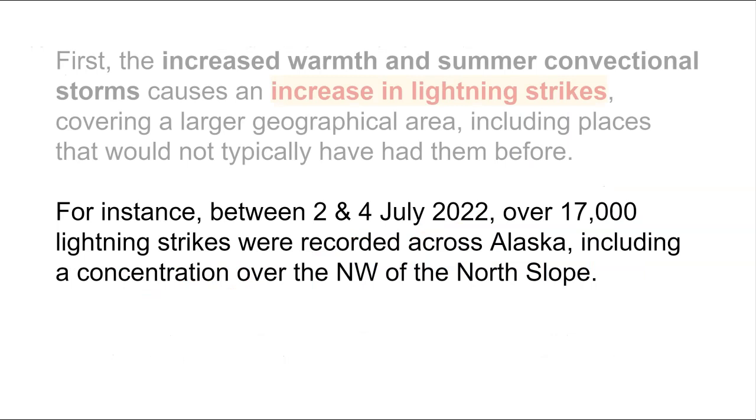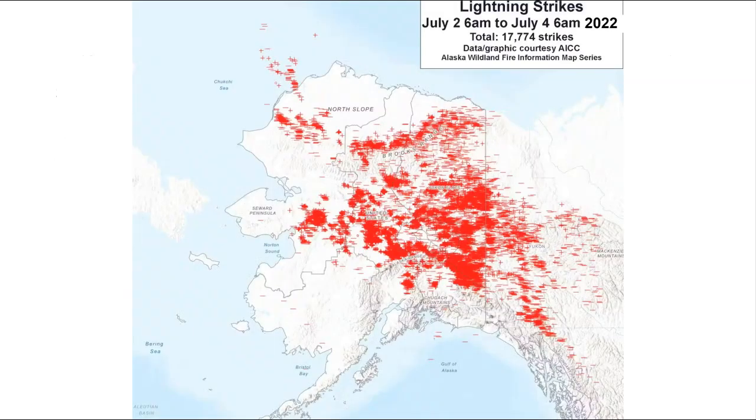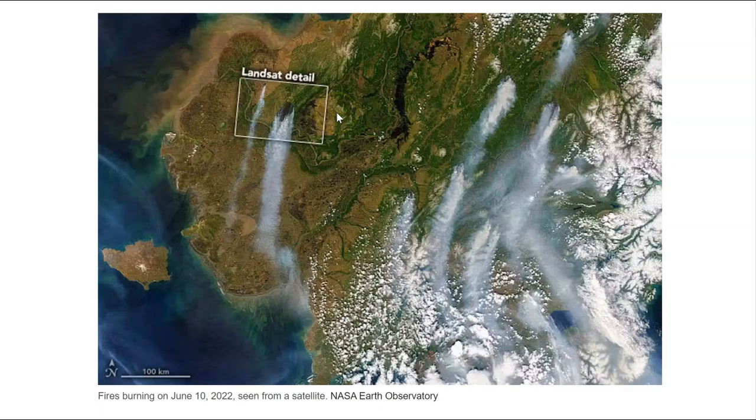Here's one particular example of a recent one. For instance, between the 2nd and 4th of July 2022, over 17,000 lightning strikes were recorded in Alaska in those 3 days, including a concentration in areas that don't normally get them. For example, the northwest of the North Slope, which is one of the tundra areas. There's the lightning strikes in those 3 days, and there is that concentration in the tundra area. You're getting more lightning strikes, and they are occurring in areas that are not typically affected by lightning to the same extent, including the tundra areas.